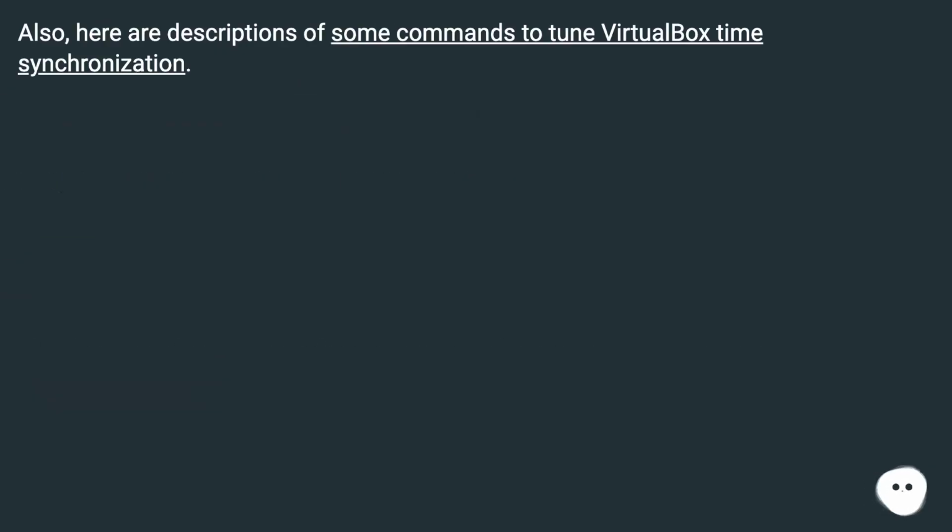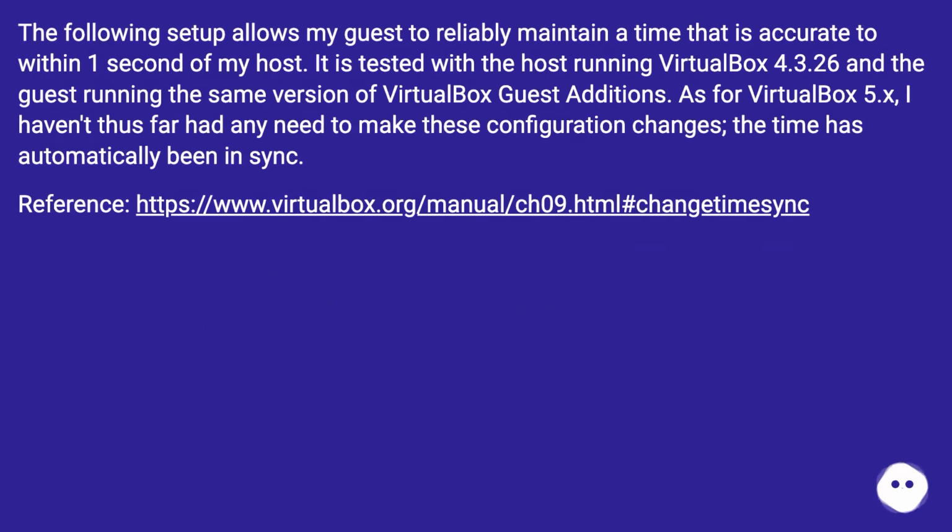Also, here are descriptions of some commands to tune VirtualBox time synchronization. The following setup allows my guest to reliably maintain a time that is accurate to within 1 second of my host. It is tested with the host running VirtualBox 4.3.26 and the guest running the same version of VirtualBox Guest Additions. As for VirtualBox 5.x, I haven't thus far had any need to make these configuration changes. The time has automatically been in sync. Reference this URL.